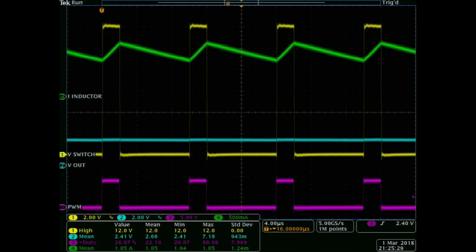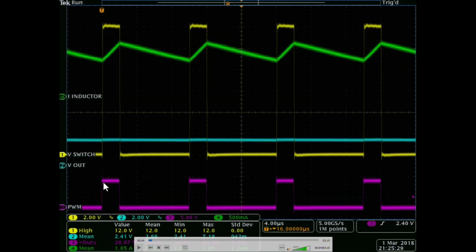In this video, we're going to look at the waveforms of a buck converter operating open loop. So there's no feedback. We're just driving a particular duty cycle and looking at the switch voltage waveforms and the current. So here is a PWM signal. I'm just generating that with a signal generator to give us a known duty cycle.